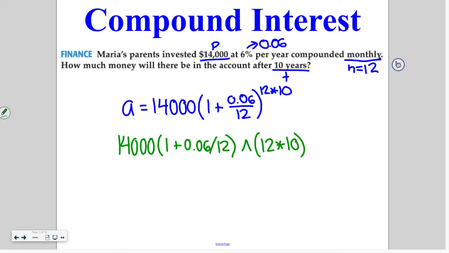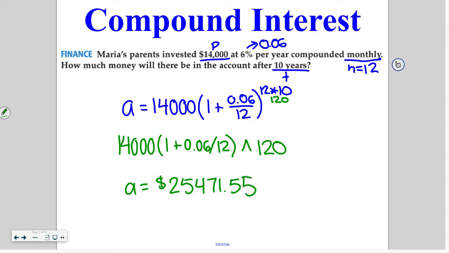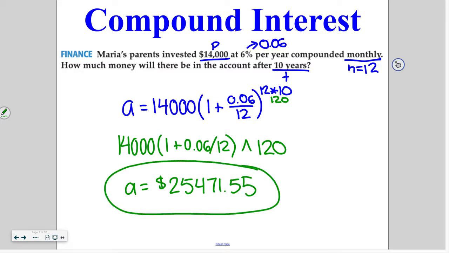If you would like to prevent having to do that second parentheses part, you can simply solve this value right here and just put it to the 120th power. So if you do not solve that multiplication before you plug it into the calculator, you need that second set of parentheses. If you do solve it first, then you do not need that second set of parentheses. So plugging this into the calculator, it's going to give me my final answer of $25,471.55. Again, rounding to 2 decimal places and including that dollar sign as the label.